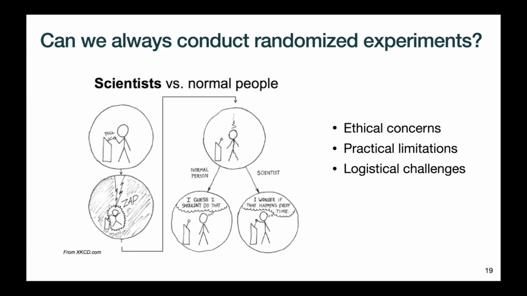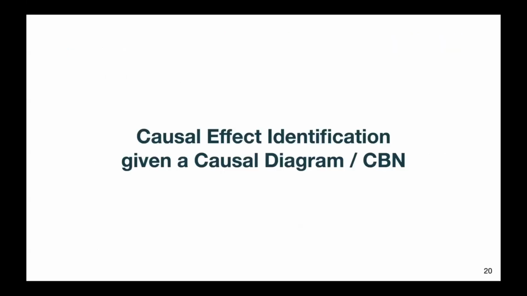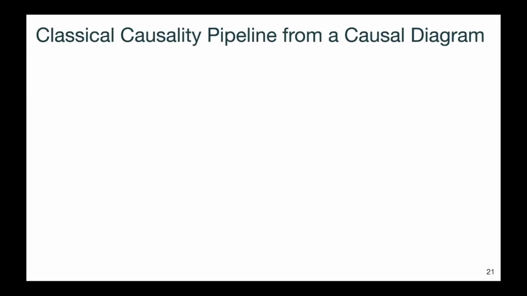You have a logistical challenge. So you have many problems. So the question is, can we identify the effect without having experiments? One of the approaches is just assuming that you have a causal diagram. So you have knowledge to construct this causal diagram. In this situation, you have this pipeline. That's the classical pipeline for causal effects.